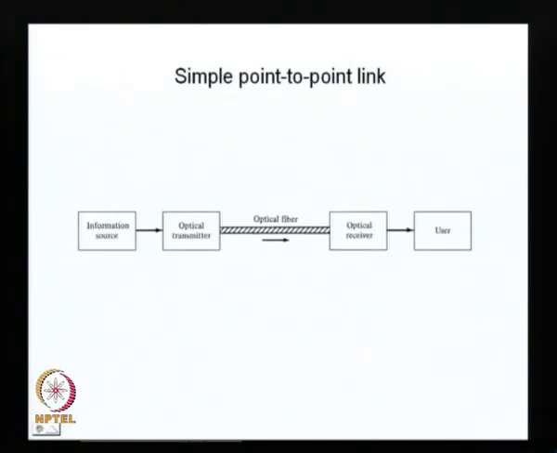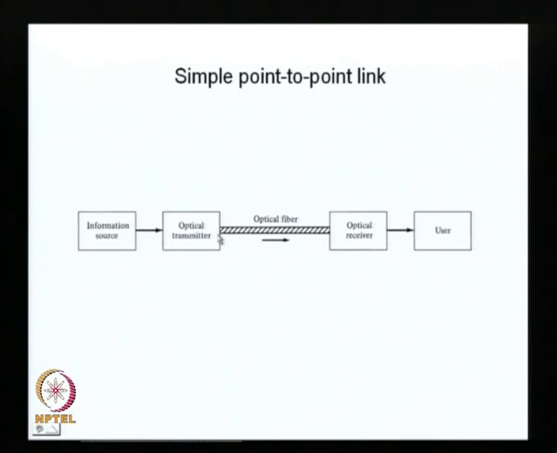Once we get these parameters fixed, let us consider the simplest possible link, which we call a point-to-point link. That means essentially we have one location where the information is generated, and there is another location where the information is to be delivered. So we have a source of information and a destination for that information, and this information has to be carried in the form of light from one location to another. So then we have the simplest possible configuration, which is an information source, which supplies the electronic information to an optical transmitter, which essentially consists of a driver and an optical source like an LED or a laser diode.